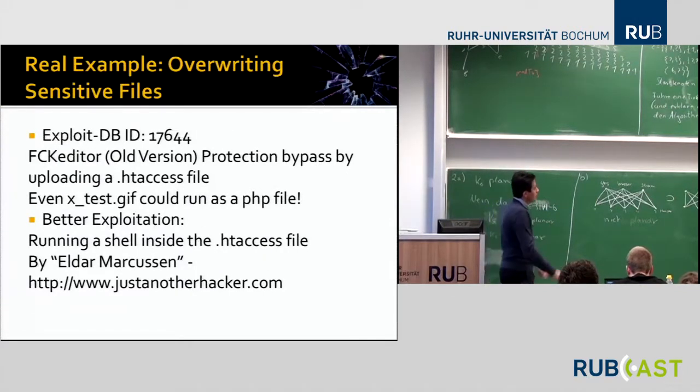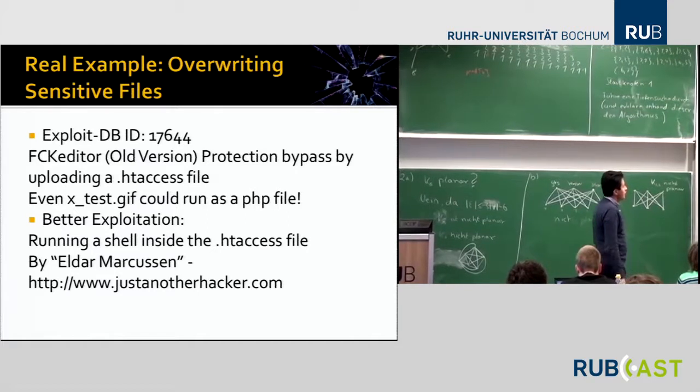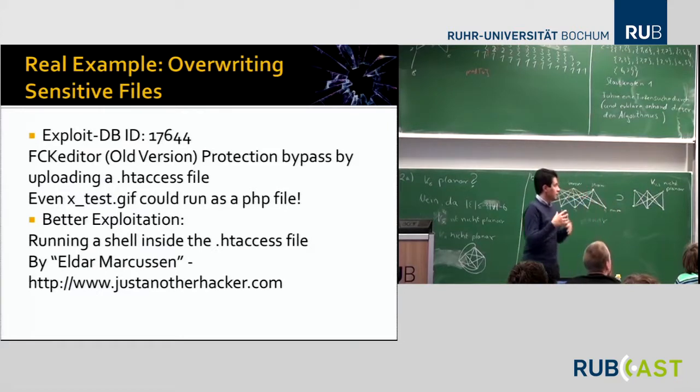Real example of overwriting a sensitive file. I put the ID of exploit-db. You can look at that. This is an old version of FCKEditor. Someone could upload htaccess. So the exploiters put this exploit x_test.gif in the content. So they were saying now in the htaccess file _test.gif is a PHP file and can be run.